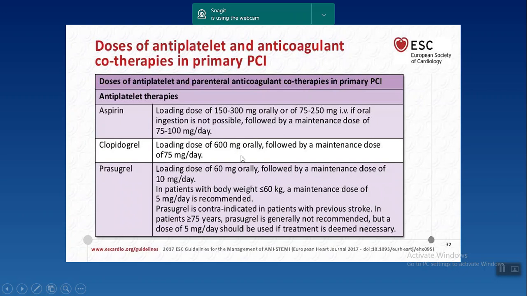Clopidogrel should be given in a loading dose of 600 milligram orally, followed by a maintenance dose of 75 milligram per day. Prasugrel should be given in a loading dose of 60 milligram orally, followed by a maintenance dose of 10 milligram per day. However, in patients with body weight less than 60 kilogram, a maintenance dose of 5 milligram per day is recommended. We have to remember that prasugrel is contraindicated in patients with previous stroke, and in patients above 75 years, prasugrel is generally not recommended, but a dose of 5 mg per day should be used if treatment is necessary.